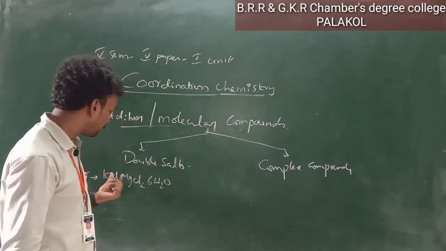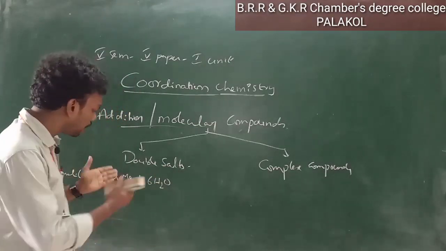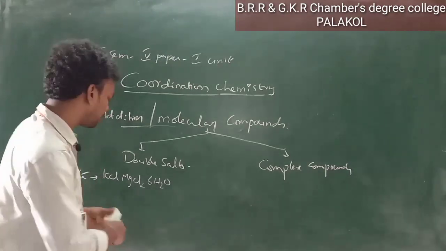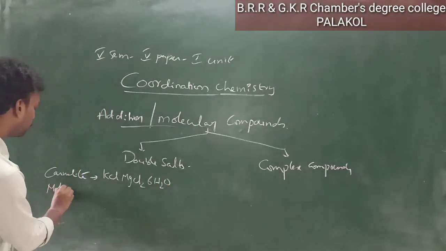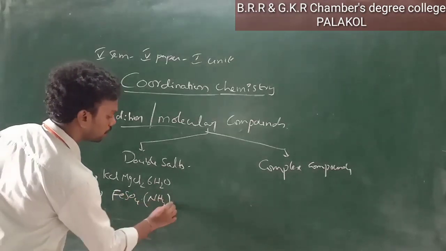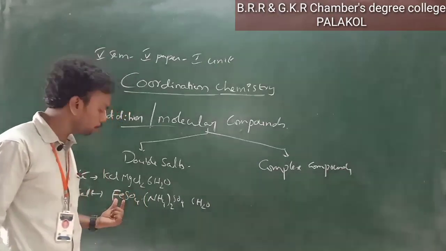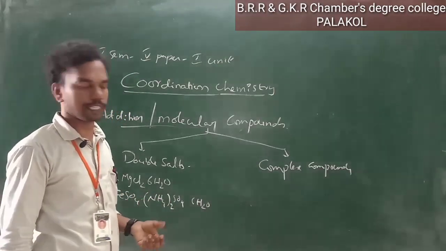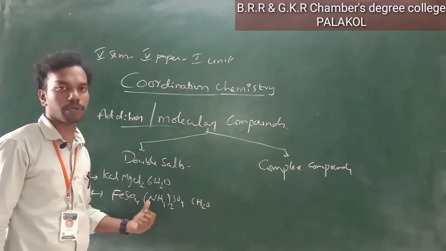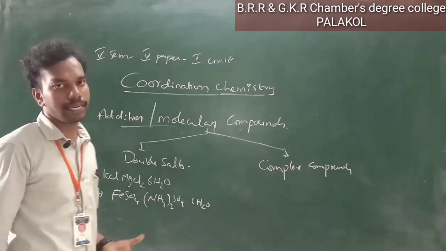That means they lose their identity; it dissociates in the solution. The solution of this compound gives positive tests for potassium, chlorine, and magnesium. Let's take another example, Mohr's salt: FeSO4, (NH4)2SO4, 6H2O. When Mohr's salt is dissolved in aqueous solution, it gives Fe2+, SO4 2-, and NH4+ ammonium. The solution gives positive tests for Fe2+, SO4 2-, and NH4+, because they are available in the free, ionic state. That's why they give their corresponding tests in the solution.